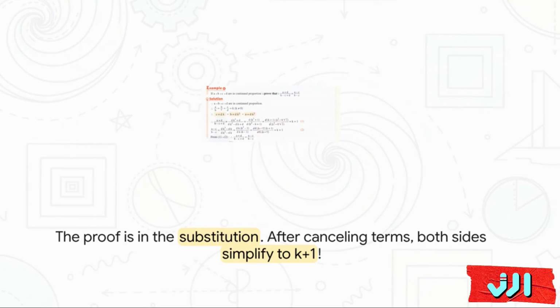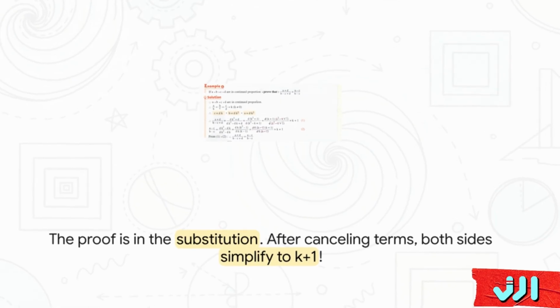The algebra looks intense, I know, but look closer. In each one of those fractions, you can actually factor a D out of the top and a D out of the bottom. And once those D's cancel out, the whole thing just collapses. That crazy mess on the left simplifies all the way down to just K plus 1. And the one on the right, you guessed it, also simplifies to K plus 1. They were the same all along.